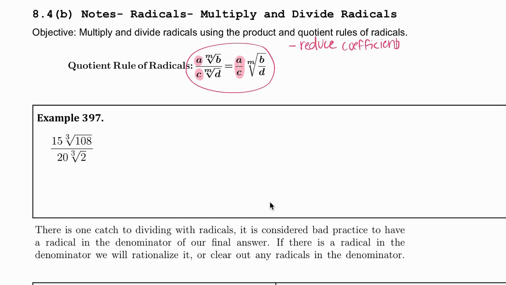And then we're going to do the same thing with our radicands. We're going to look at our number on the top and the bottom. If we can, we're going to reduce the radicands. And then our last step is we're going to simplify what's remaining.